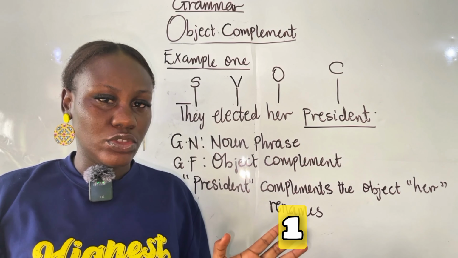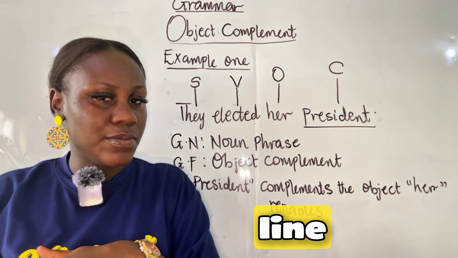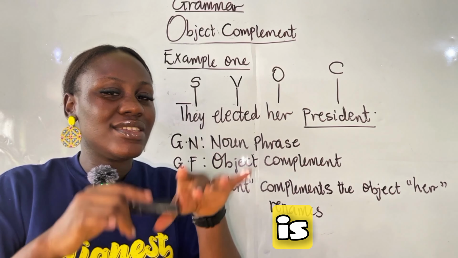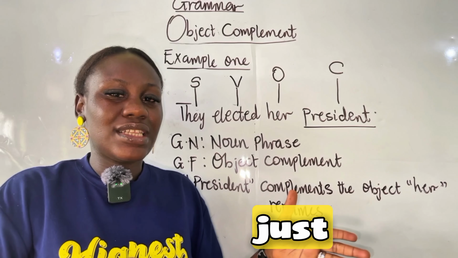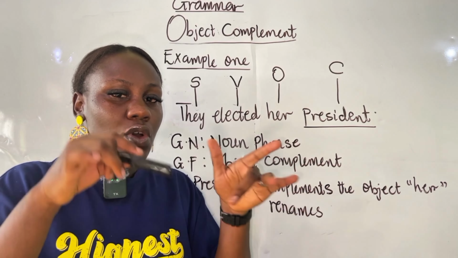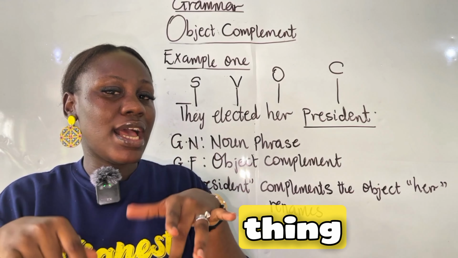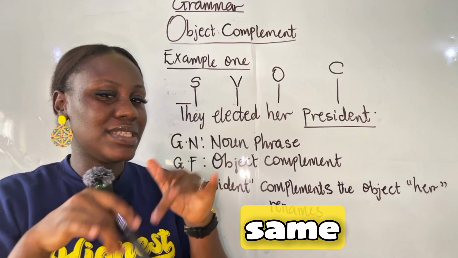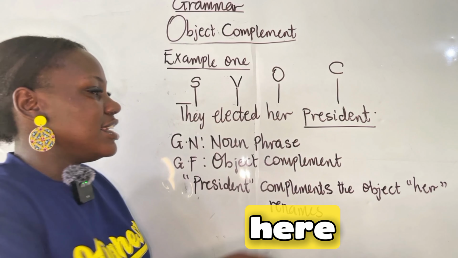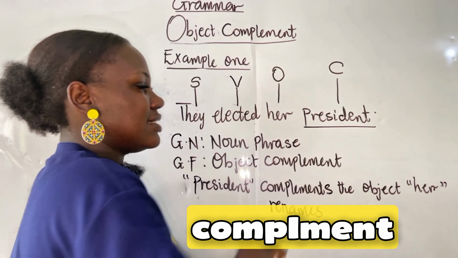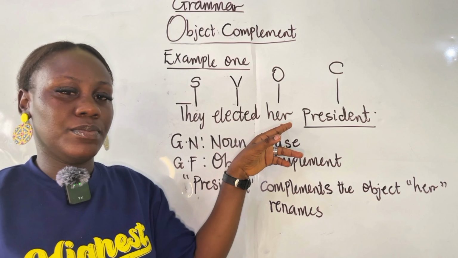Always pay attention to the line. Remember your rule number 1. Don't throw it to the wind. Rule number 1 says pay attention to the line. And you know that complement is always located at the end of the sentence, just like subject complement. Subject complement is when the subject is the same thing as the complement and the complement is the same thing as the subject. In this case, the object here is the same thing as the complement, and the president is the same thing as the object her.